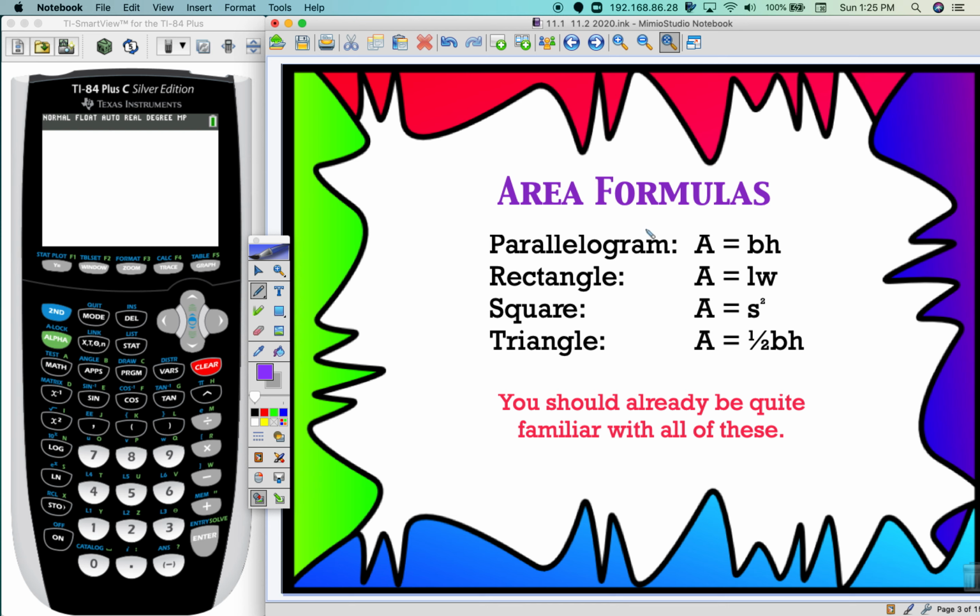All right, these four should be real familiar to you already. Not much to them. Remember, base and height of anything are perpendicular. So in a parallelogram, make sure that these two measurements make a right angle. In a triangle, make sure these two measurements make a right angle. A rectangle, it's built in because the definition, remember, was that all the angles are right angles. So even though they have different variables, it's the same idea. And then a square, of course, is just a side length squared.